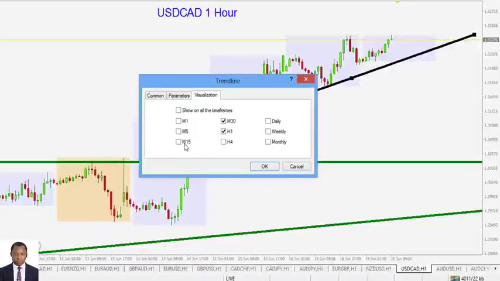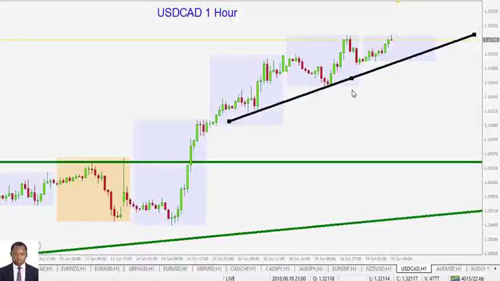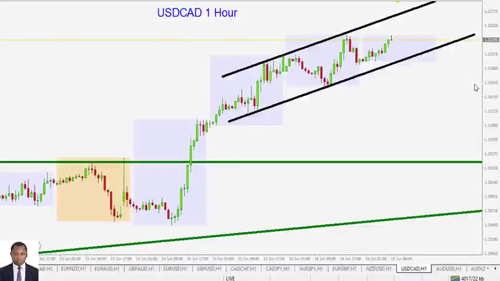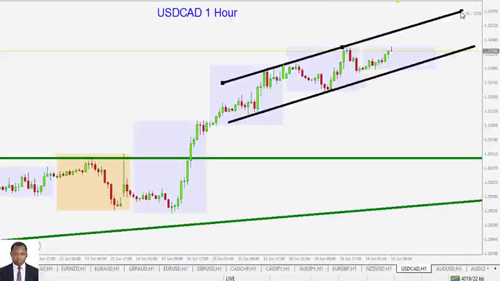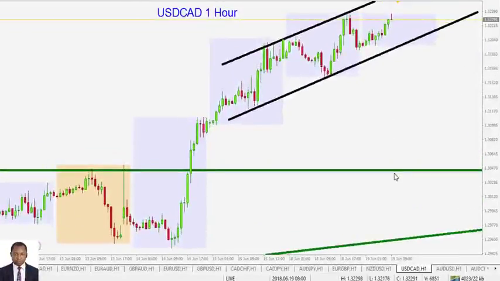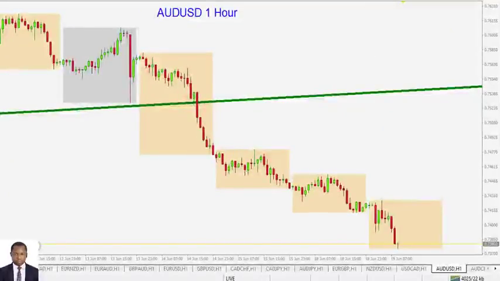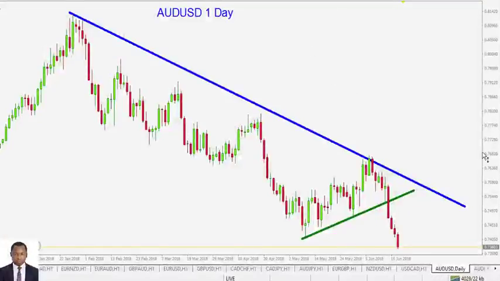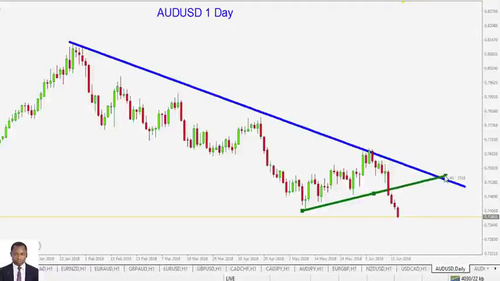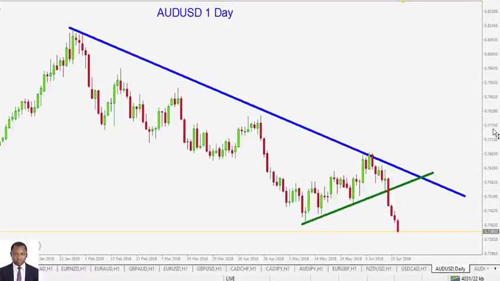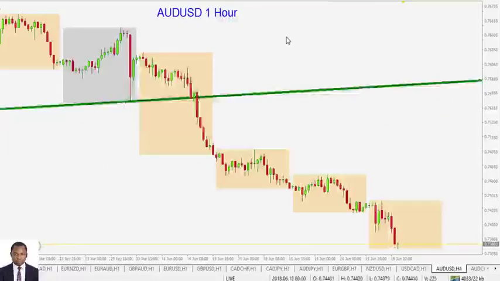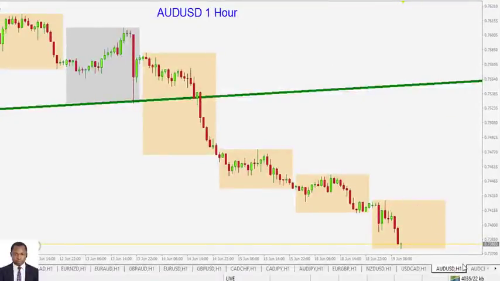American dollar against the Canadian dollar. Might be seeing a possible channel formation. Okay, Australian dollar against the American dollar. Very bearish. No valid entry for us.